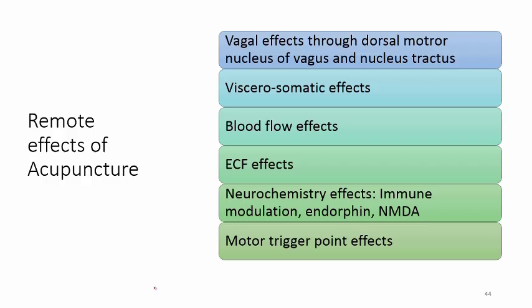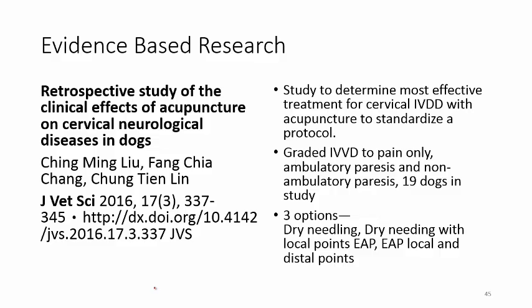So here are the remote effects of acupuncture. We talked a little bit about this, but vagal effects through the dorsal motor nucleus, our increase in circulation, our motor trigger point effects, our effects in the blood, affecting blood flow to increase circulation, and extracellular fluid effects. So very, very many remote effects.